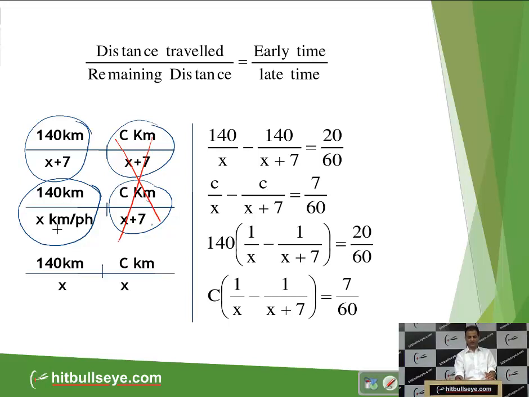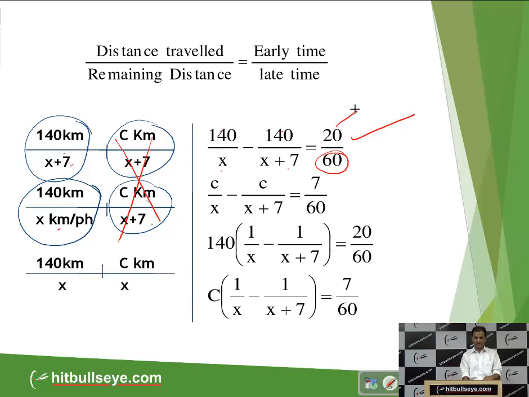140 upon x minus 140 upon x plus 7, since distance by speed is time, and the difference is 20 by 60. Students, why 60? Because the speed is in kilometers per hour, the distance is in kilometers, and the time is 20 minutes, so convert the time from minutes into hours.